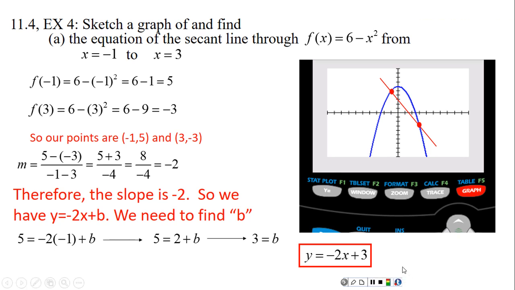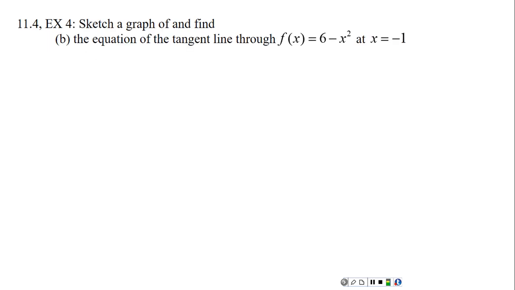Okay, so this part A was an algebra question. You did this back in algebra. Given 2 points, find the equation of a line. That's what we just did. Part B takes the same problem and turns it into a calculus problem. It says find the equation of a tangent line. So a tangent line is a line that touches a parabola at exactly 1 point. So let's see what a picture of that would look like.